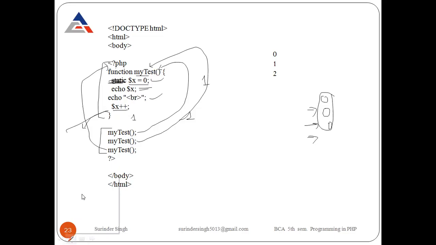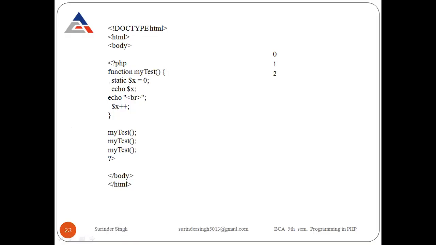Now if we are using the static keyword here, the static variables are initialized, or we can say allocated memory, only once. Now x has the value 0. We print it, it will print 0. Then the next line, then we increment x, it will now have the value 1. Clear?